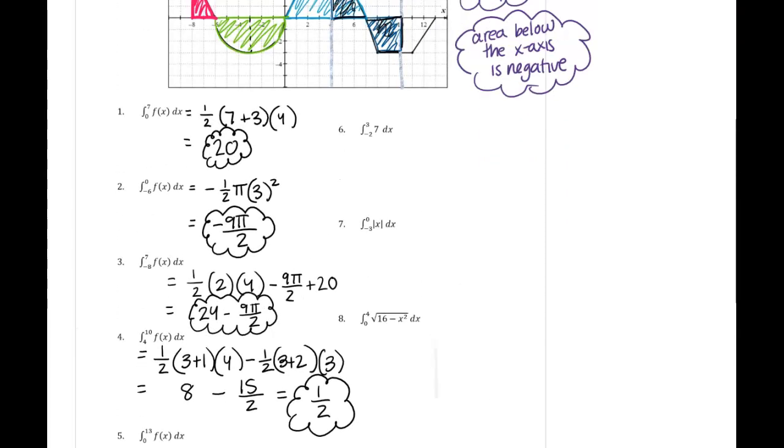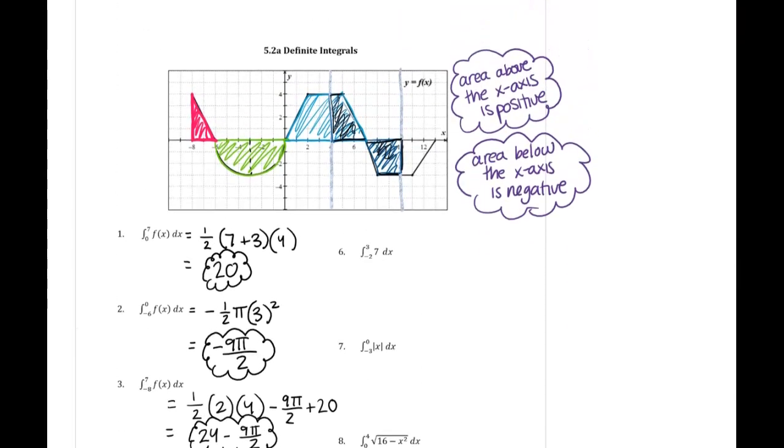Then from 0 to 13. So now we're looking at from here to here. So we're going to have the area of this total trapezoid, which is positive. We already found that up here. So that was 20.